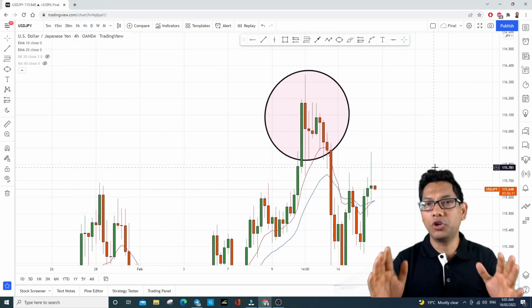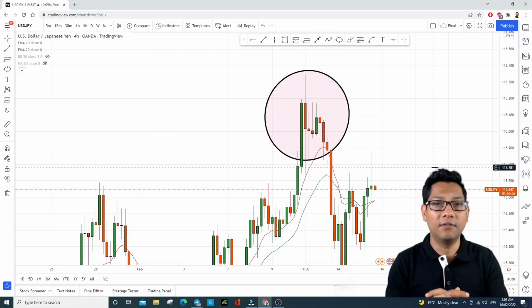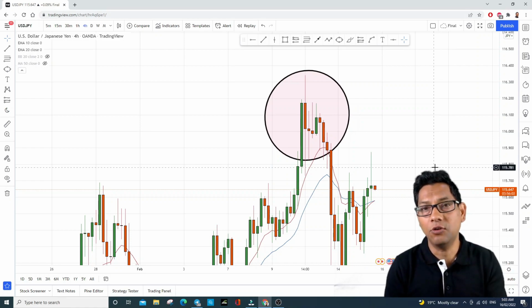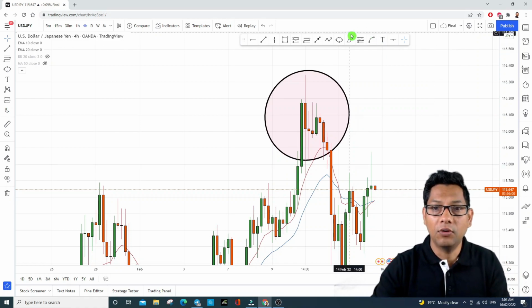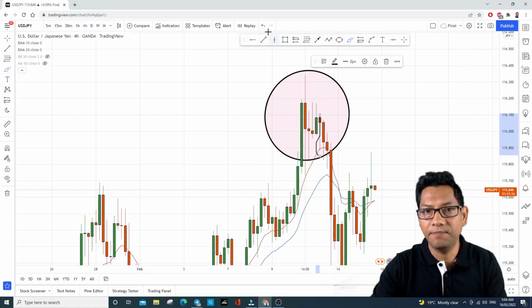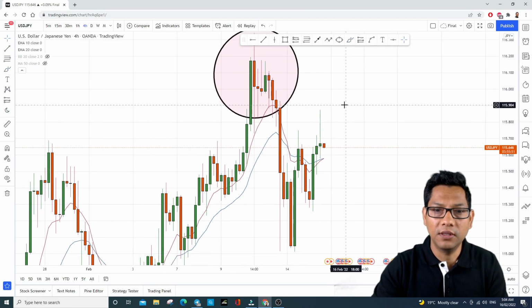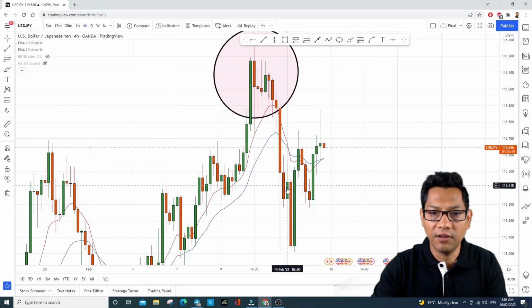Now pay attention to this circle. Which candlestick do you think should be your entry candle as a trader, and then we'll go from there. Now look at definitely this one here, this is a hanging man. Now why, after this candle, why did all this candle drop?